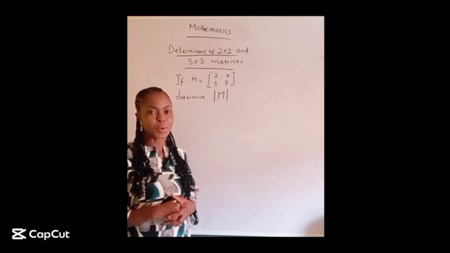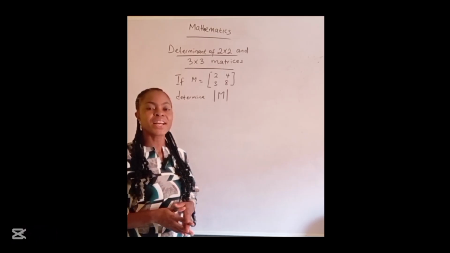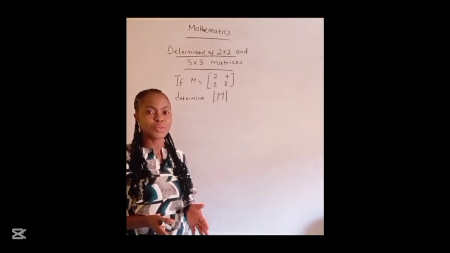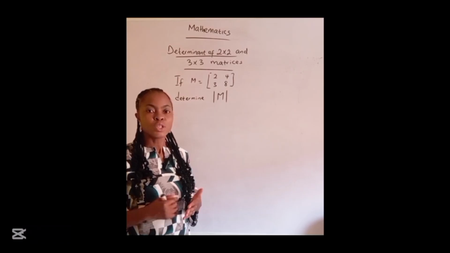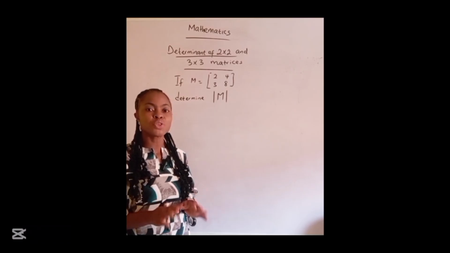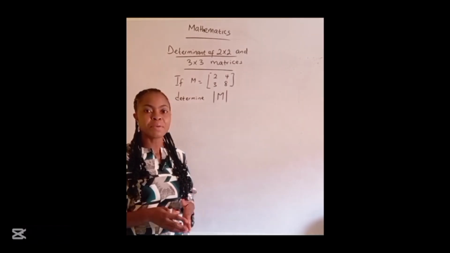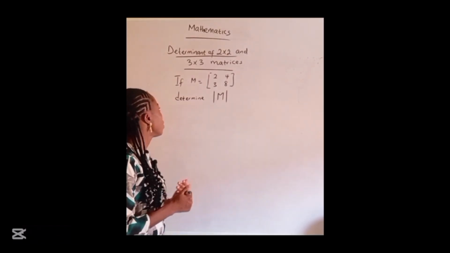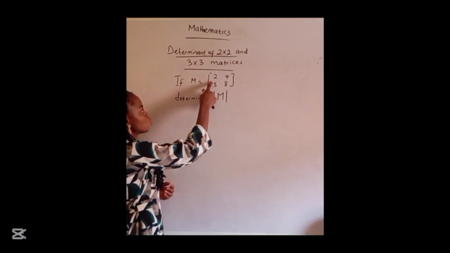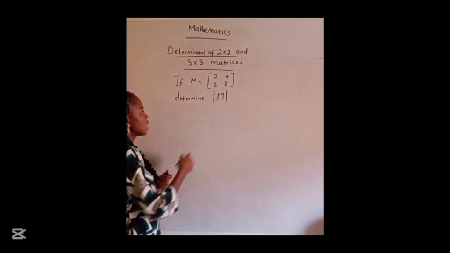Hi everyone, welcome back. Now I want to look at determinants of 2 by 2 and 3 by 3 matrices. A 2 by 2 matrix simply means a matrix with 2 rows and 2 columns, while a 3 by 3 matrix simply means a matrix with 3 rows and 3 columns. Let's get to work. If m equals 2, 4, 3, 8, solution.